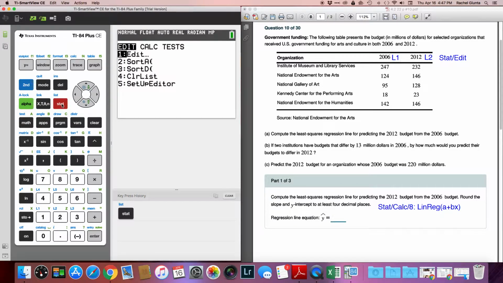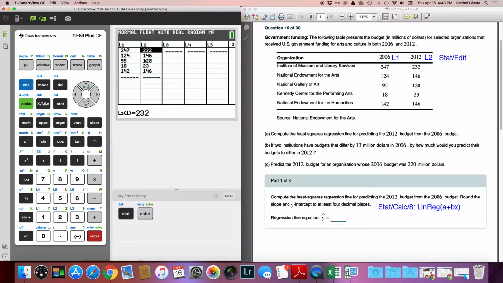To get to those, again, it's stat, edit, and I've already pre-filled the lists here. But just a reminder, if you need to delete the previous numbers that you had in there, the easiest way is to arrow up to the heading where it says L2, and then press clear and enter. I'm not going to do that because I want to keep my numbers in here. Then you'd go over to your other list, again press clear and enter, and it'll give you blank lists to start from. So that's to get your data in there.